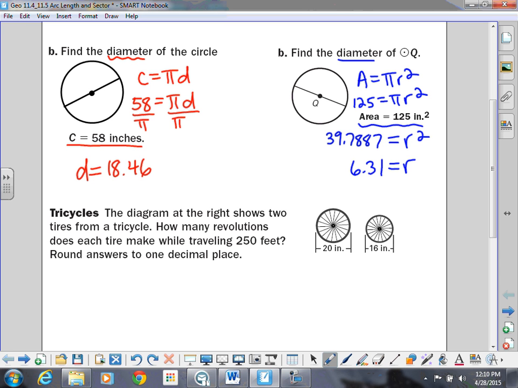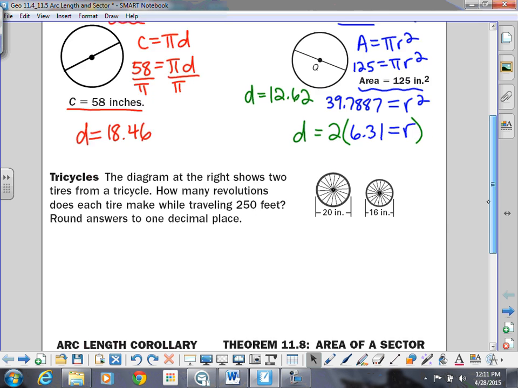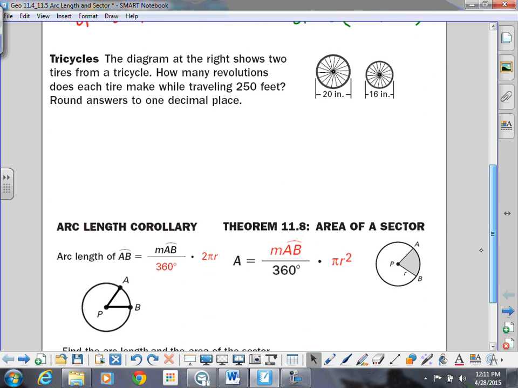So my radius is 6.31. Now I'm going to take this answer and double it. I want to double that. That's going to give me my diameter. So if I do that, my diameter equals 12.62. So we worked backwards with those formulas. Another application we can use is revolutions of a circle.